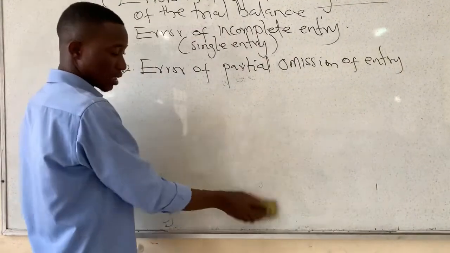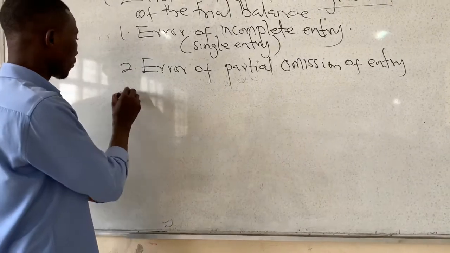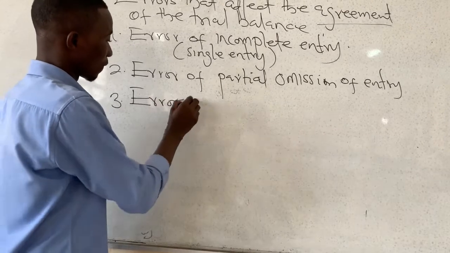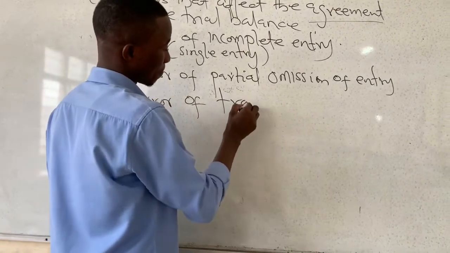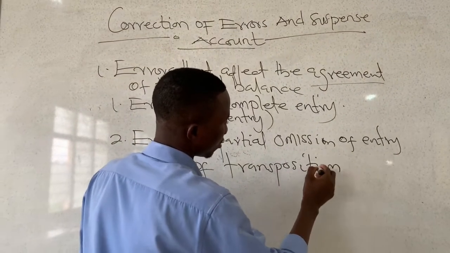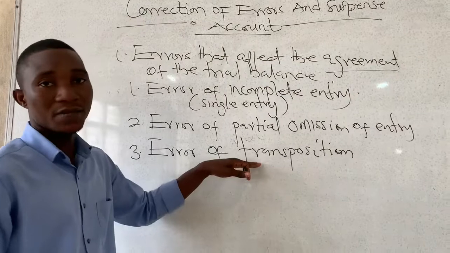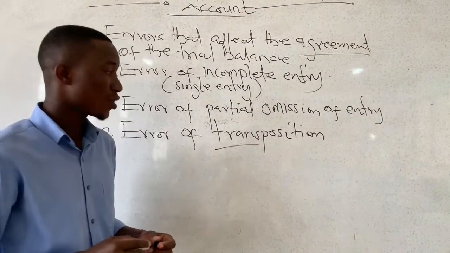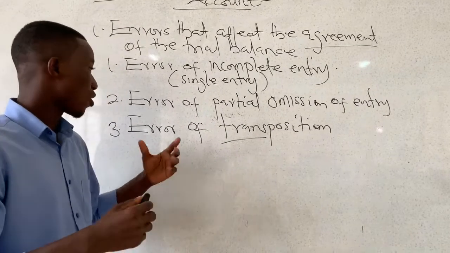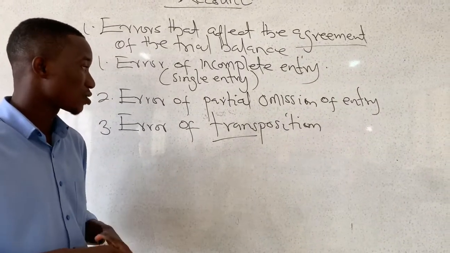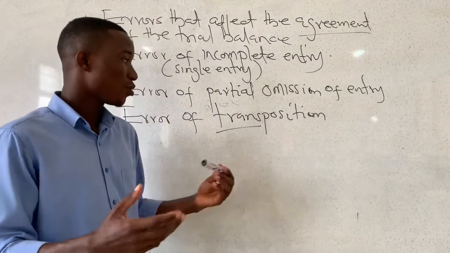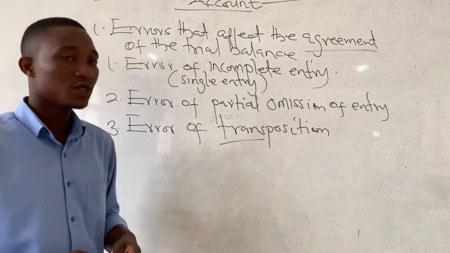The third error that I would like to talk about is error of transposition. Okay, as the name suggests, trans has to do with change. Is that okay? So change of position of figures. So when we talk of error of transposition, we are actually talking about where the position of an amount has been changed. Okay, so when you commit such an error, we call it an error of transposition.